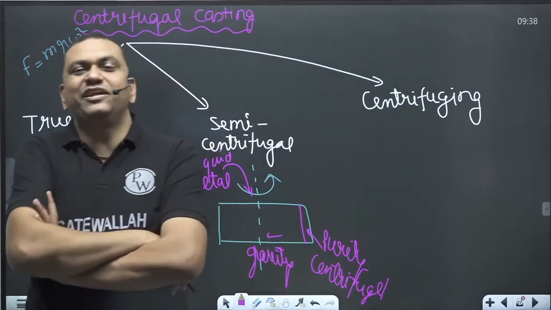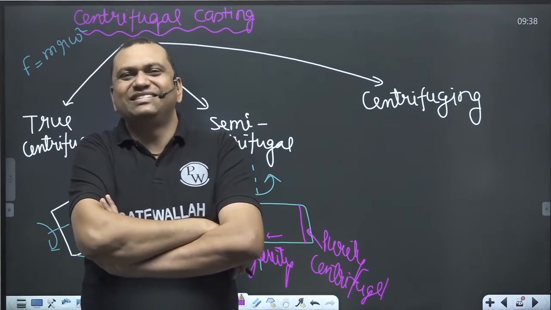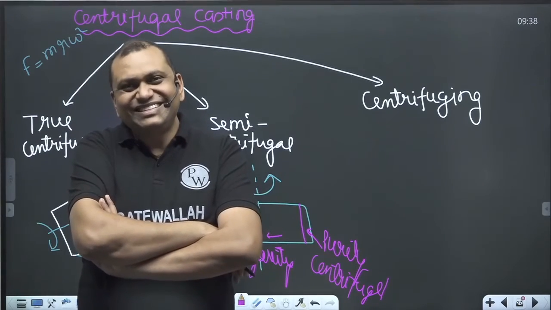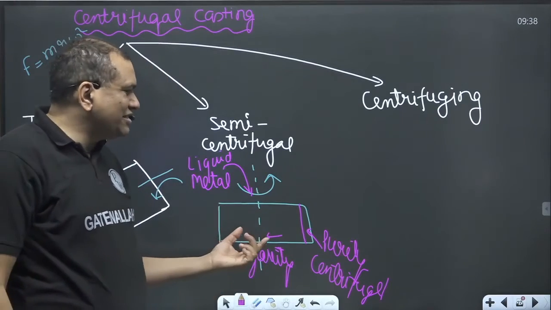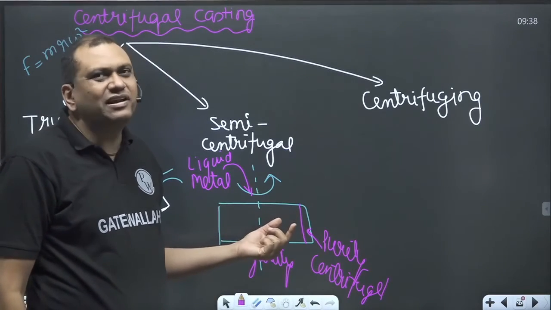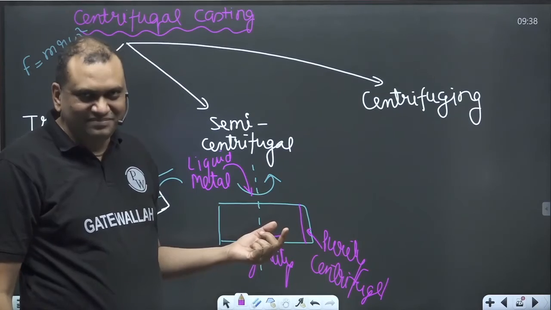Alloy wheels used in motorbikes, pulleys, flywheels. These sorts of things are produced by semi-centrifugal casting. Okay.